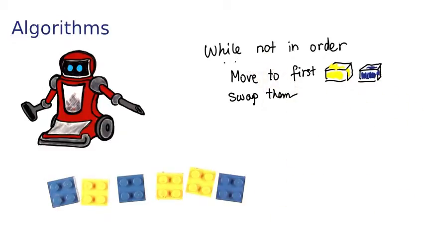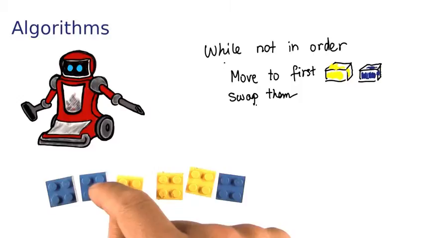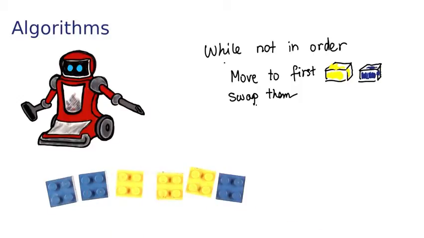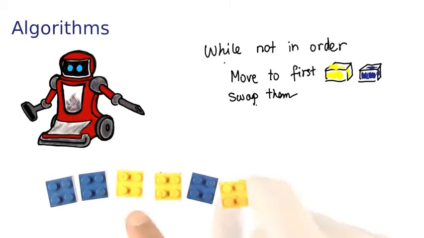Each time, Robbie is supposed to scan the sequence of blocks, find the first one that's yellow before a blue one, and swap them. So Robbie would go along, starting at the left, until it finds a yellow one before a blue one, swap the 2, and then it would do it again. In the next step, it would scan from the left until it finds a yellow one before a blue one, and swap them, and again.